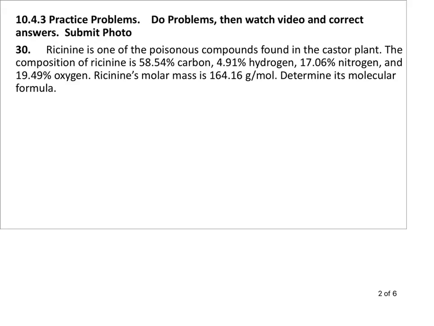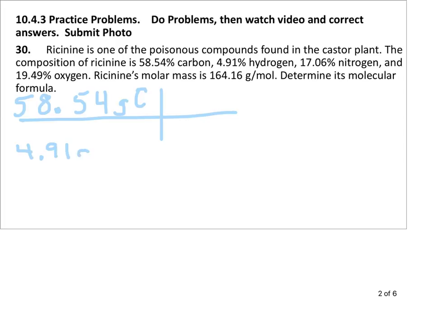Number 30. We're given a percent composition, so the first thing we have to do is figure out an empirical formula, as we did on the last group of problems. So we've got 58.54% carbon, so we'll switch that to grams of carbon, then change that into moles. We've got 4.91% hydrogen. Change that to grams, and we'll switch it to moles.